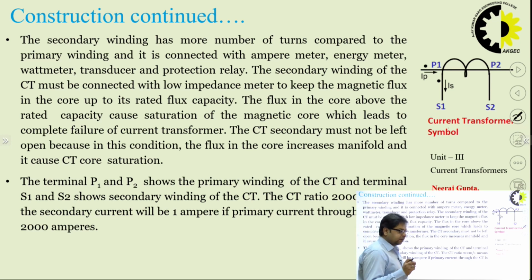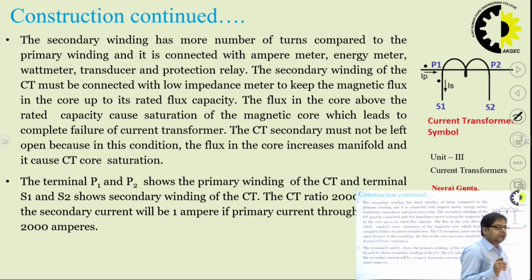This is the main reason, and a very important point to discuss, why the secondary of a current transformer is never left open. If the CT secondary is left open, the flux in the core increases manifold and causes CT core saturation. The terminals P1 and P2 show the primary winding of the CT, and the terminals S1 and S2 show the secondary winding of the CT.